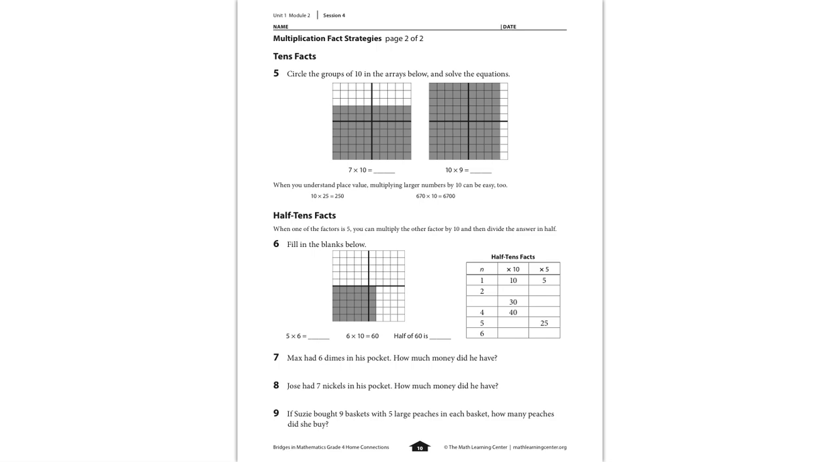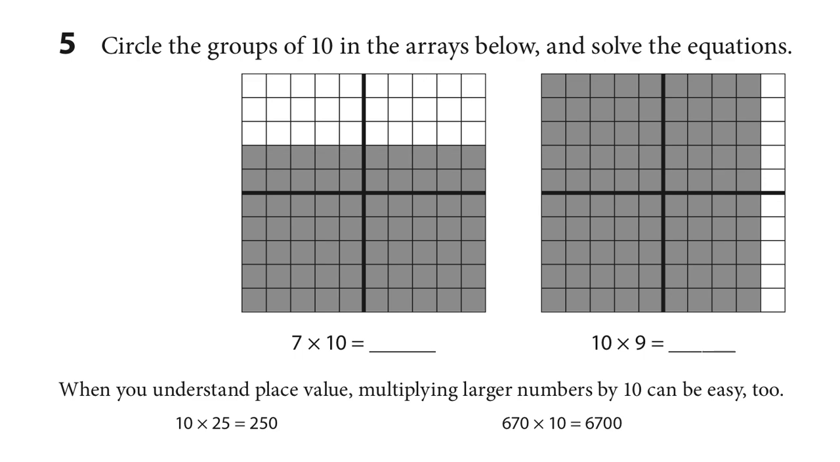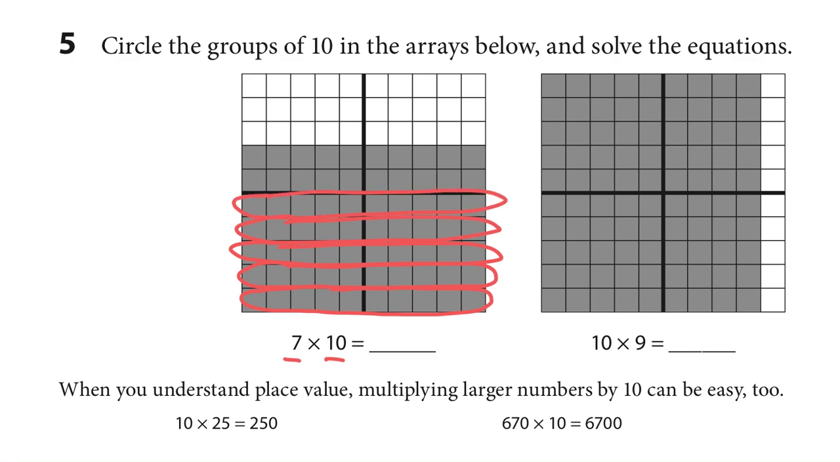Here on page 2, it says on number 5 that it wants you to circle the group of 10 in the arrays below and solve the equations. Circle the groups of 10. If you haven't had a chance to do this, I'm going to show you. This is an example of circling a group of 10. Okay? And this says that we're going to do 7 groups of 10, 7 times 10. So really, I need to keep going. 2, 3, 4, 5, 6, 7.